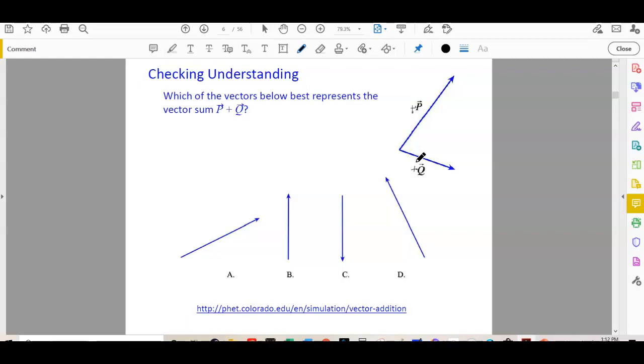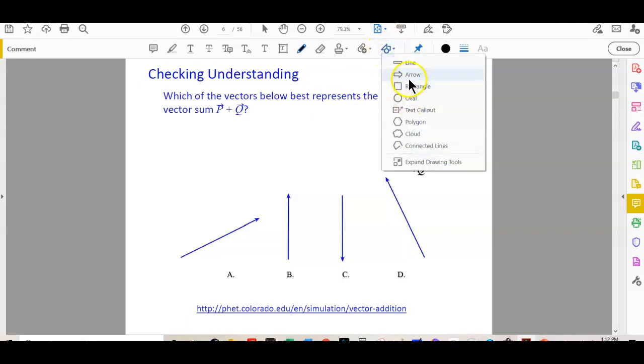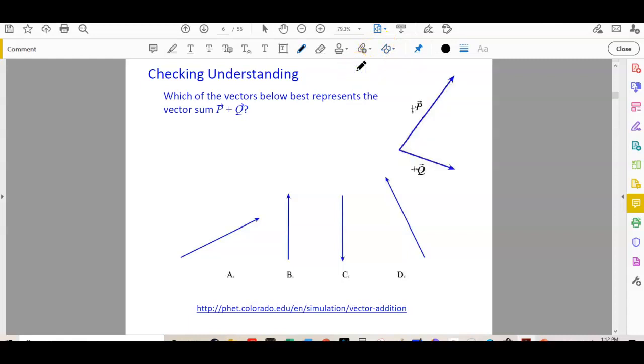Anyways, here we go. You've got a vector that is pointing up and to the right, and it's a positive p vector, and you have a positive q vector that's pointing down and to the right. What do you think is going to be the resultant vector of the addition of p plus q? So go ahead and take a moment and free draw this. You could even use the vector tools right here to help you out. Okay? So try this out. Pause the video now.